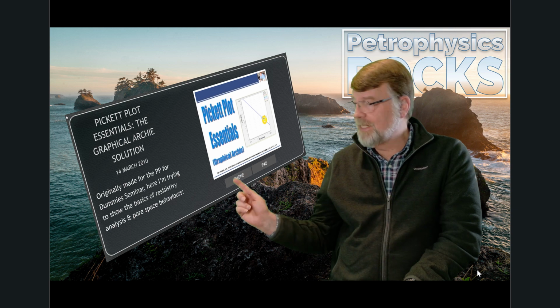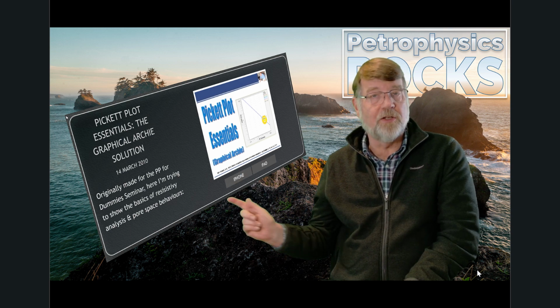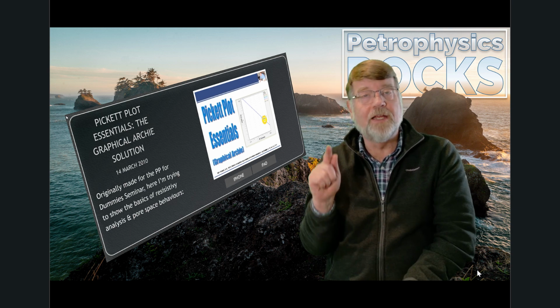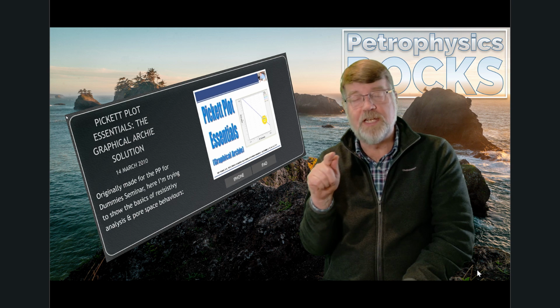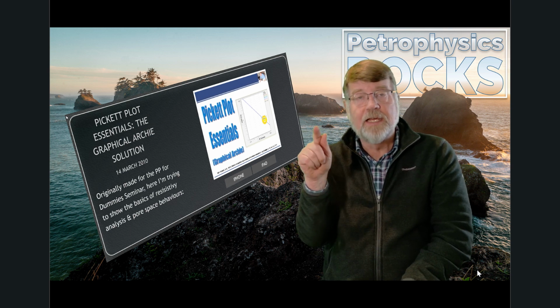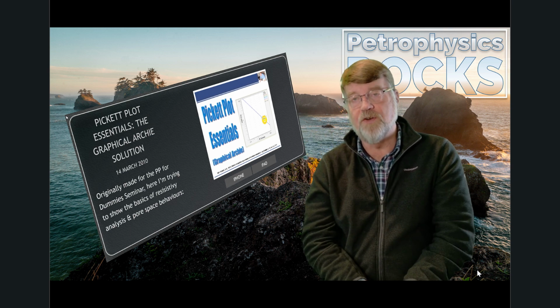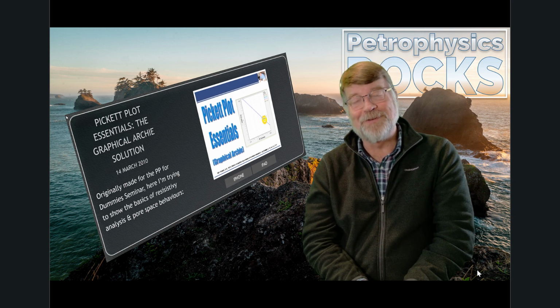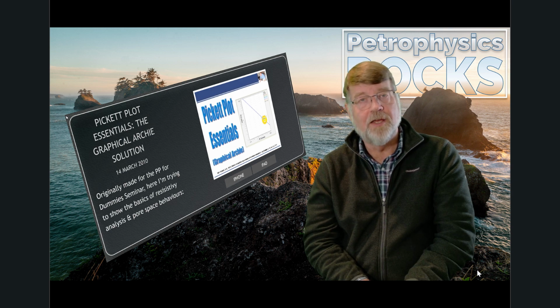So what I did is I put together this graphical solution to Archie. It's called a Pickett Plot, and you're able to go in here with a porosity and a resistivity, and then read off a water saturation, which was much more achievable for the people that were there. As I say, it's a graphical solution of Archie.